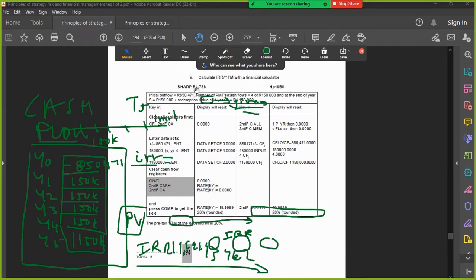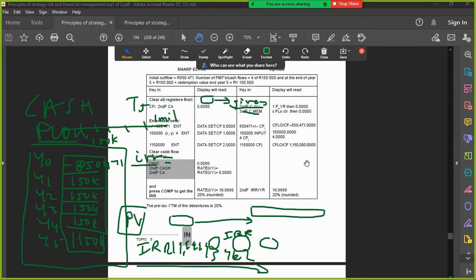All right, so on your calculator, you're using the Sharp. Don't put in 0. This is not right. You need to put in the plus. Okay, this is clearing. That's fine. You can clear everything. I'm just trying to understand what they're saying here. Clear everything. Enter data sets. Okay, there's the enter data sets. All right, let me go back to that picture.